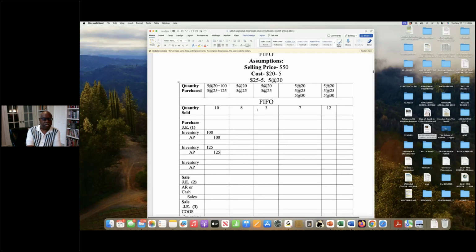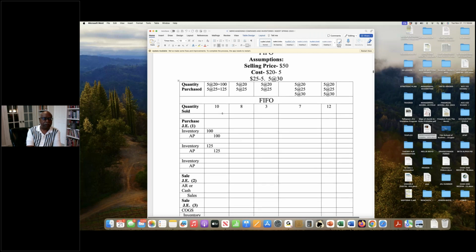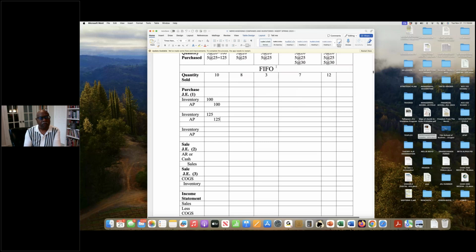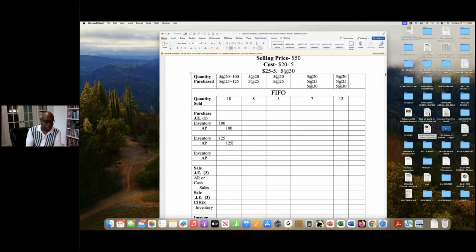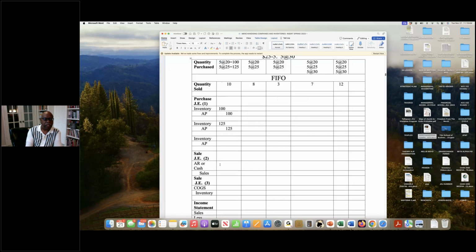Now, in this first case, we're assuming that we sold 10. So when we sell the 10 and we sell them at 50, selling price 500, sales 500. Cost of goods sold now is going to be 100 and 125, or 225.